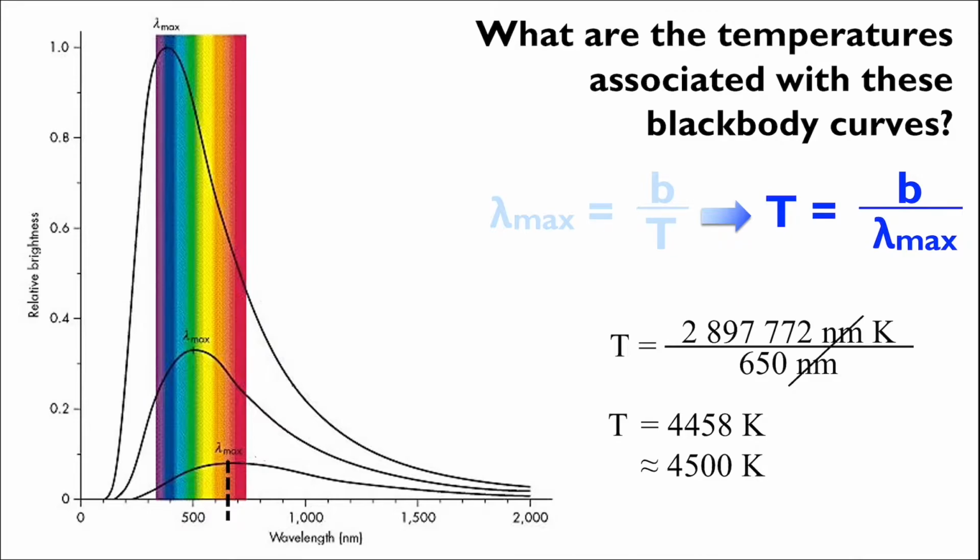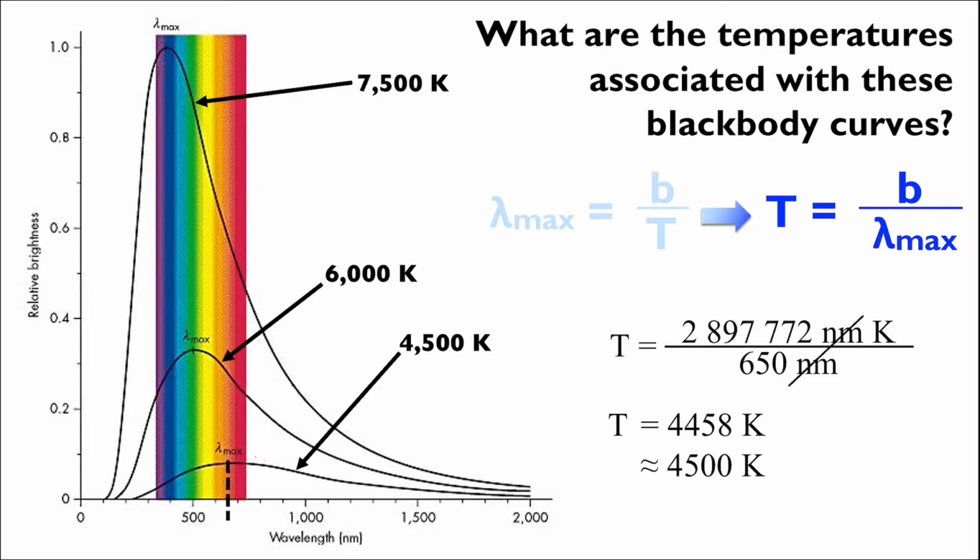Also, keep in mind, when we use the Kelvin as a unit of temperature, we actually avoid using the word degrees before saying Kelvin. So these temperatures are actually 4,500 Kelvin, or 6,000 Kelvin, or 7,500 Kelvin for the middle and tallest blackbody curves, whose peak wavelengths are about 500 nanometers and 385 nanometers, respectively.